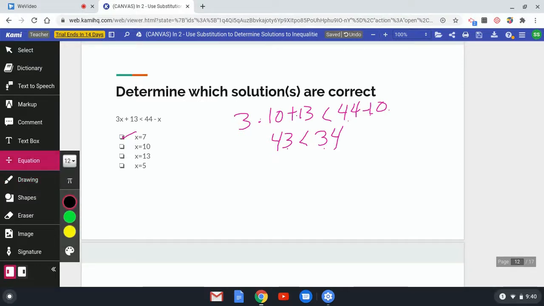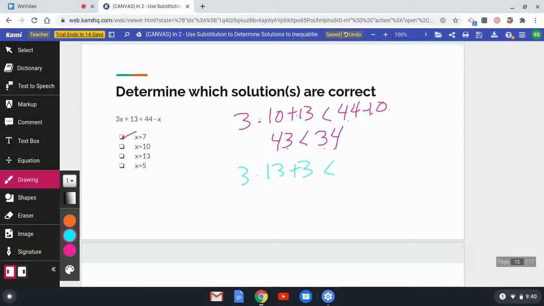So let's try 13. Whoops. 3 times 13 plus 3, is it less than 44 minus 13? All right, I don't know my 13 times tables. Well, I do. Okay, 3 times 13 is 39. Plus 3 more would be 42. Is it less than? Well, 43 minus 13 would be what? 31? Nope. Those two did not make it true.